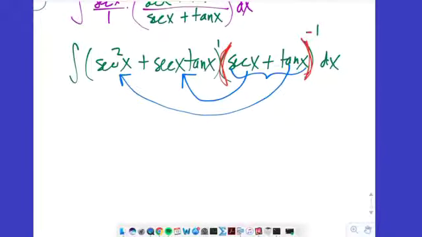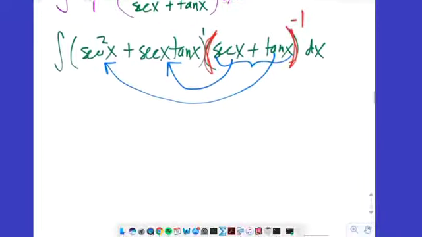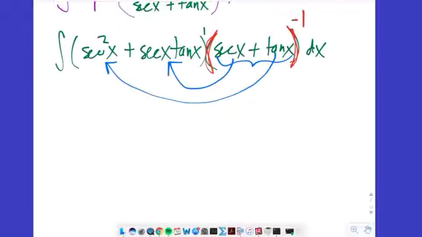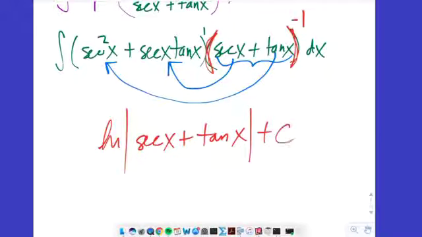It's blob to the negative first. What's the antiderivative of blob to the negative first? Natural log, absolute value of the blob, plus C.